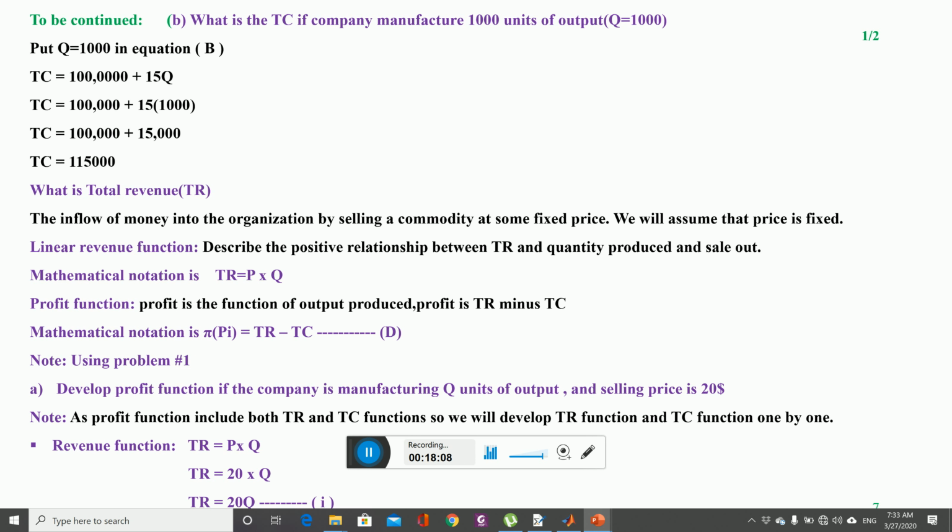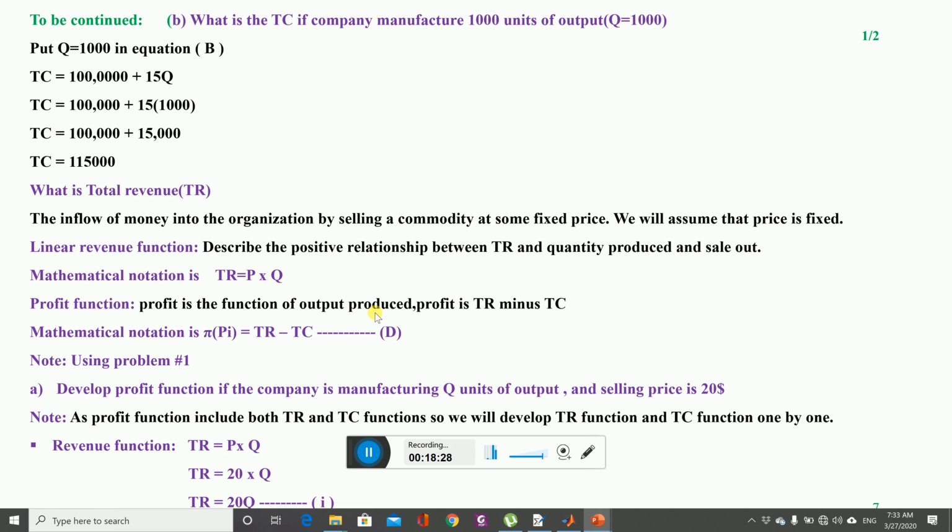Revenue is a function of both price and quantity, and here price is constant, so we can say revenue is a function of quantity. As the quantity increases, the company will produce more and more and sell more and more. The revenue of the company will increase.